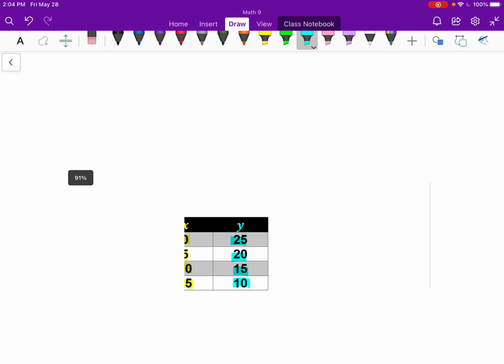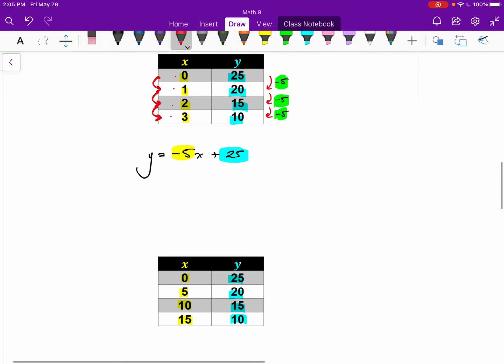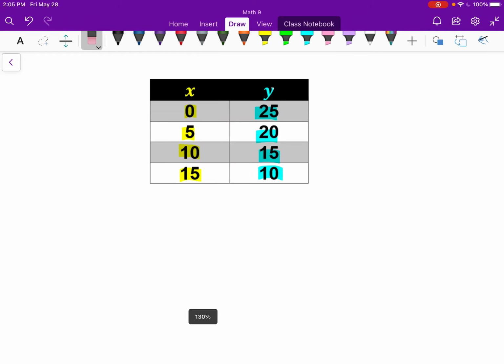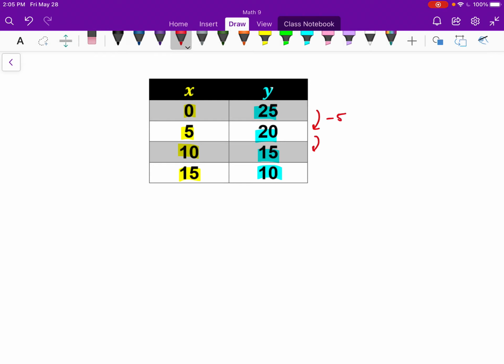If I look at this compared to the previous one, over here, when x is 3, y is 10. Here, when x is 15, y is 10. It's different. They're similar, but they are definitely different. So I should not get the same answer as before, because it's not the same relationship. But if I look at y, it seems to be this exact same pattern. Yes and no. It does go down by 5 every time, but that's when x goes up by 5.